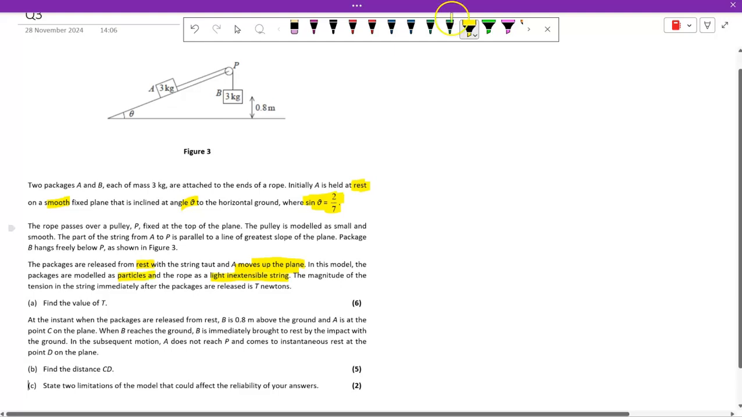The magnitude of the tension in the string immediately after the packages are released is T newtons. Find the value of T.